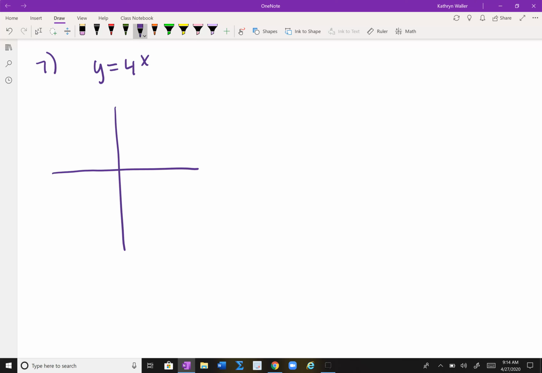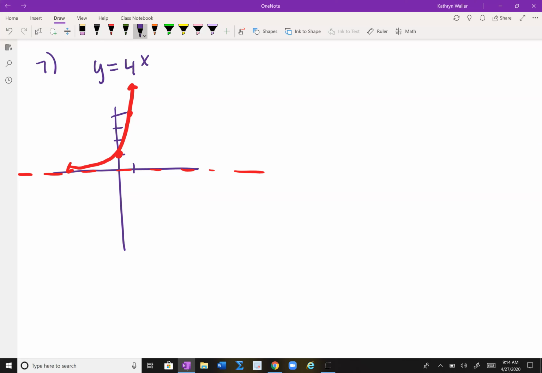So you can do this so fast. So if x is a 0, 4 to the 0 is a 1. If x is a 1, 4 to the first is a 4. And it's going to go like that. And I'm going to have an asymptote like that.